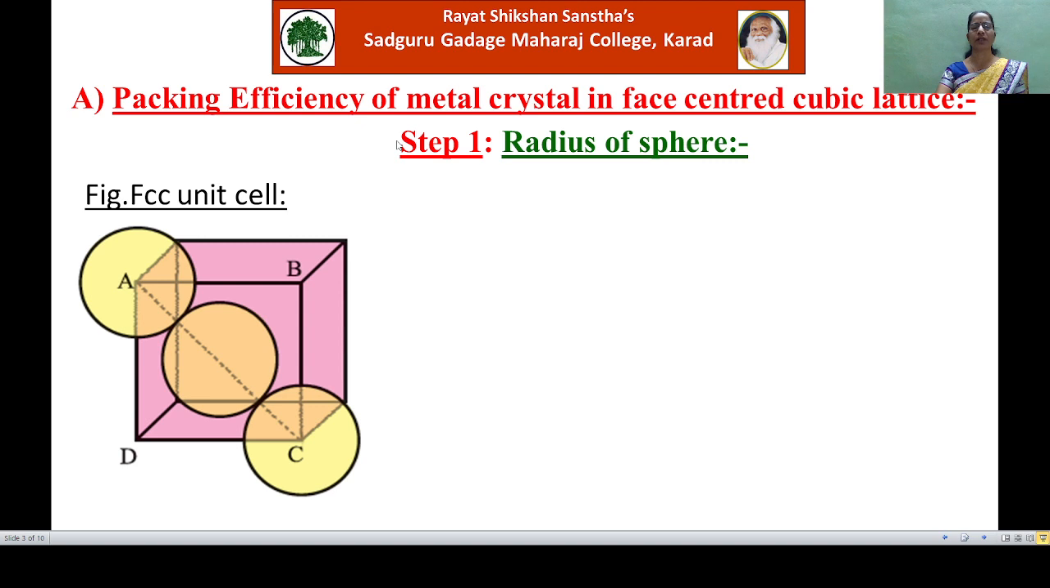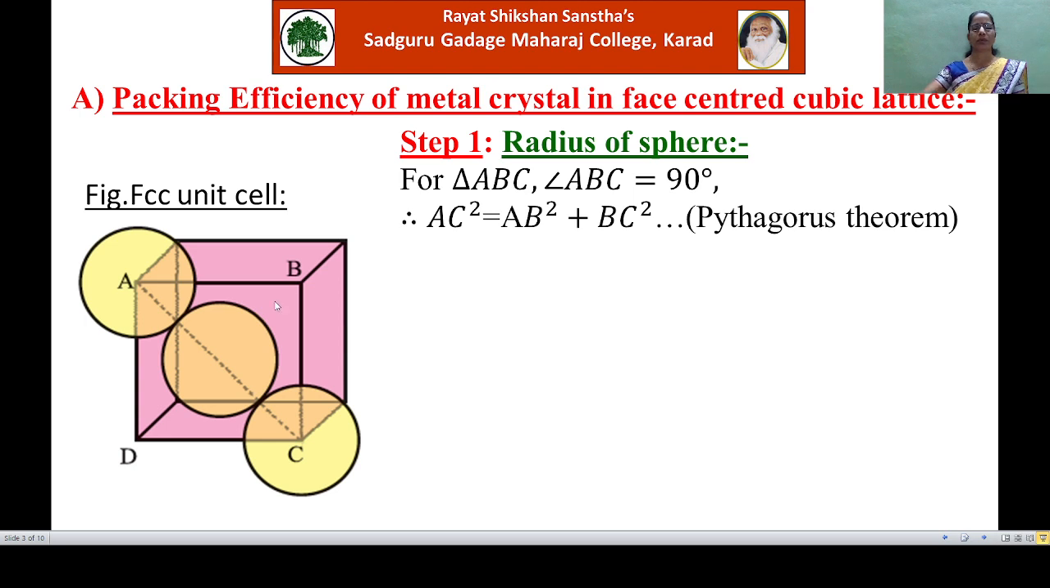For that purpose, let's see the steps. First, find the radius of sphere. We know that the radius of sphere is denoted by the symbol r, but we have to express this radius in terms of edge length, and for that purpose consider the triangle ABC. Here, see the angle ABC is 90 degrees, and therefore we can apply the Pythagoras theorem to this triangle.